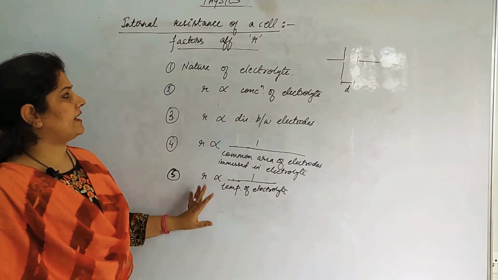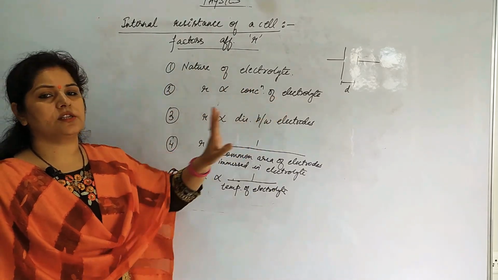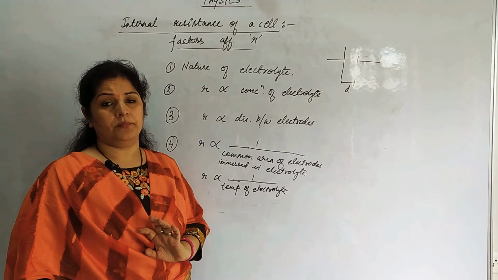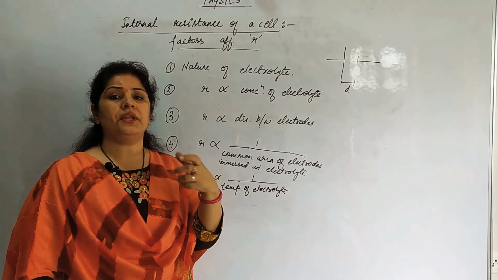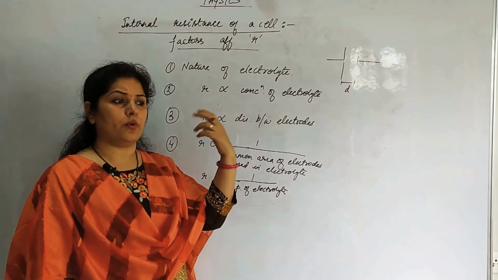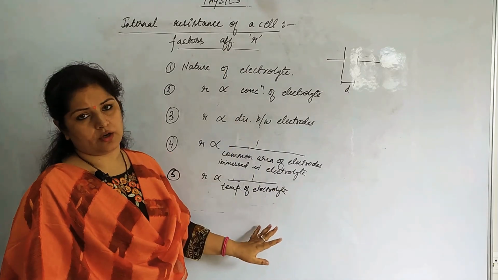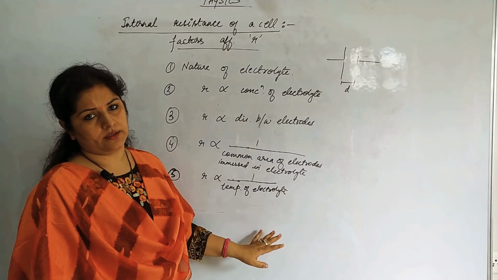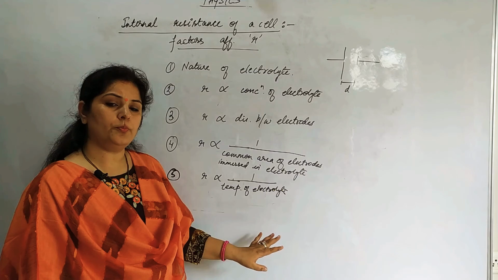So these are the factors on which the internal resistance of a cell depends. And if you want to take a good cell, a good source which provides continuous energy, you have to take care of all these factors. Right? I hope you understood.